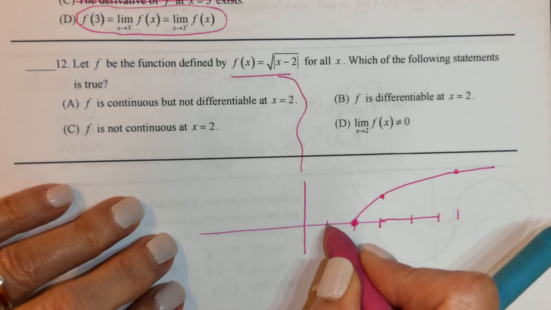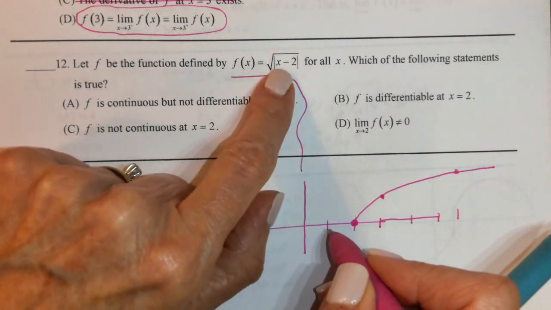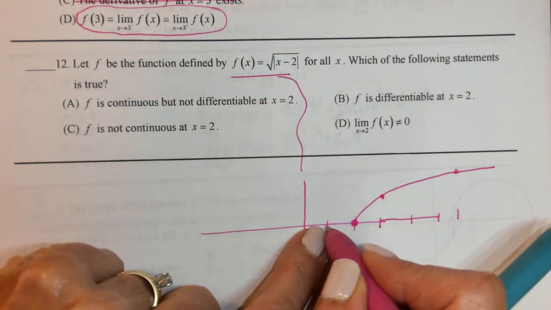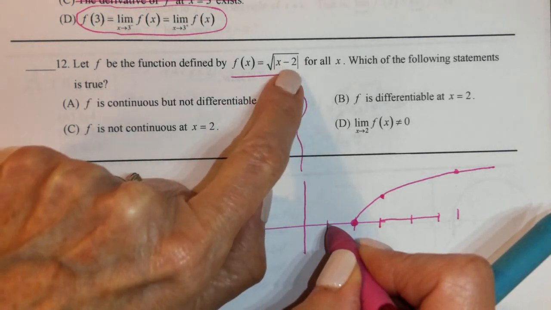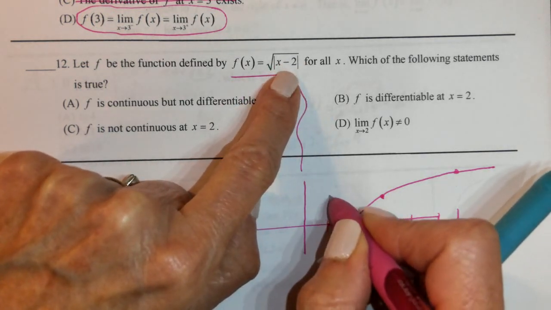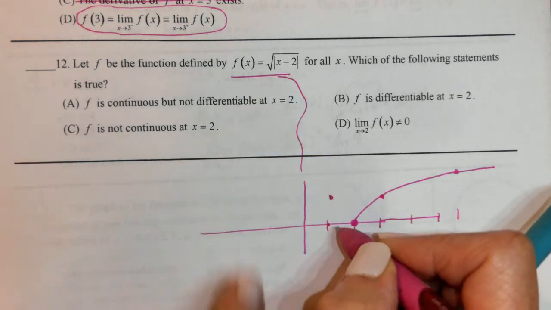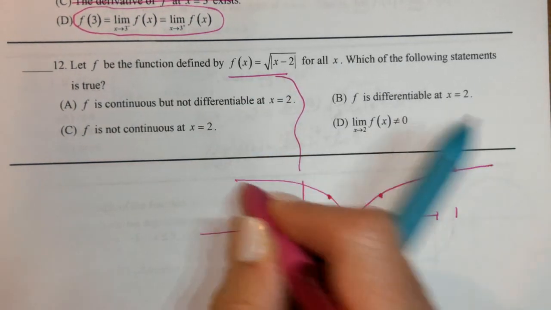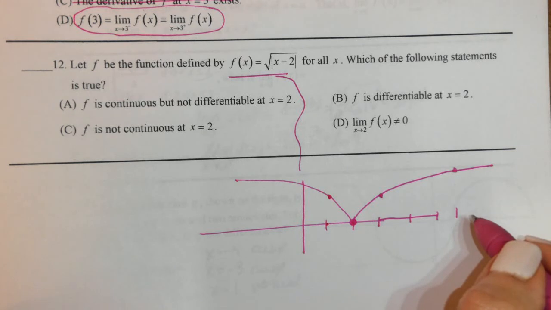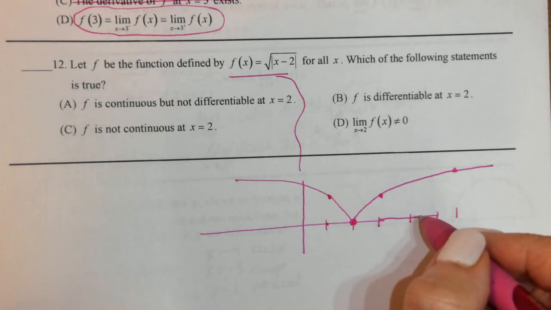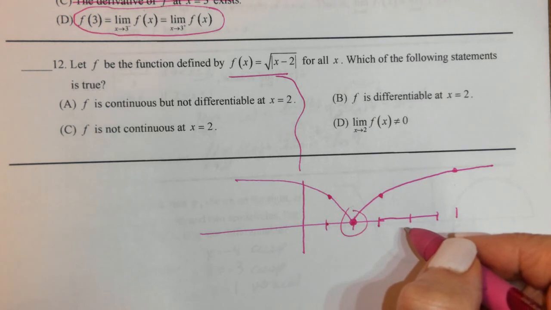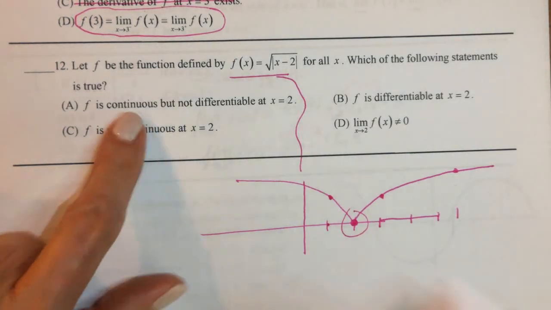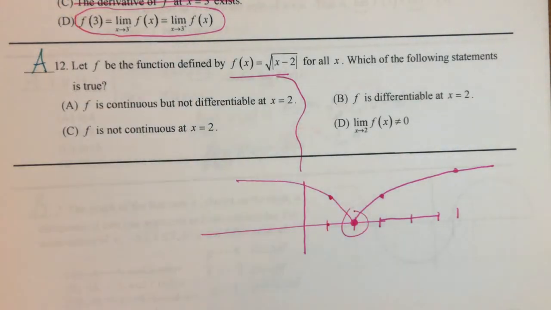Now what if x was negative 1? Well, if x was positive 1, we would have a negative 1 in here, but we have the absolute value, which would be back to positive 1, square root of 1. So we're going to be looking like that. So are we continuous? Yes, we're continuous. Are we differentiable right here? No, we're not differentiable. We're continuous, but not differentiable. That's our answer choice A.